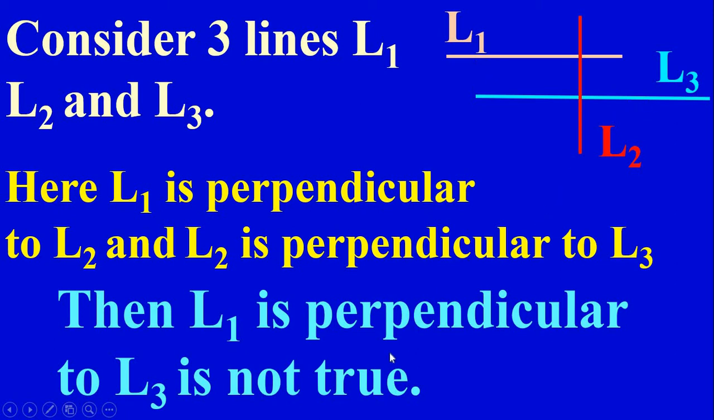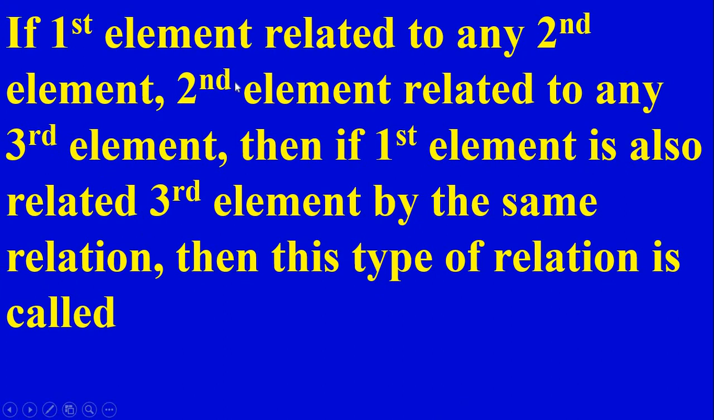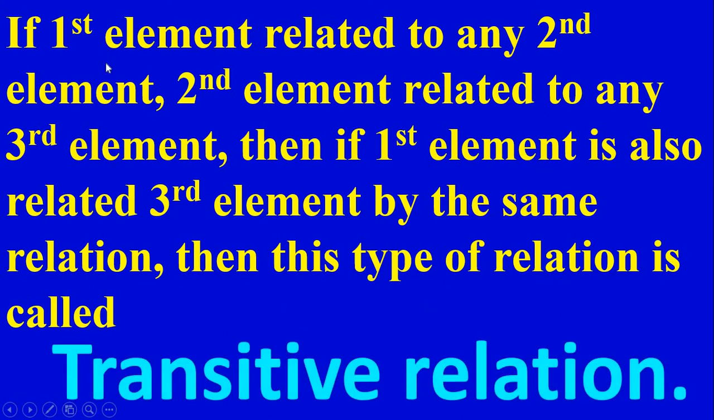So L1 is not perpendicular to L3. Here the relation is perpendicular: L1 perpendicular to L2, L2 perpendicular to L3, but L1 perpendicular to L3 is not possible. If the first element is related to the second element and the second element is related to the third element, then the first element is also related to the third element by the same relation, then this type of relation is called a transitive relation. So if A is related to B, B is related to C, then A is also related to C by the same relation, then the relation is called transitive.